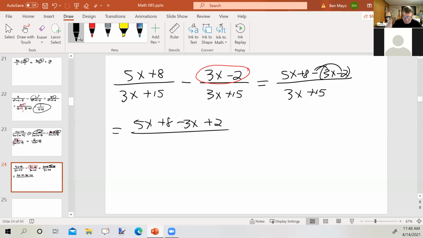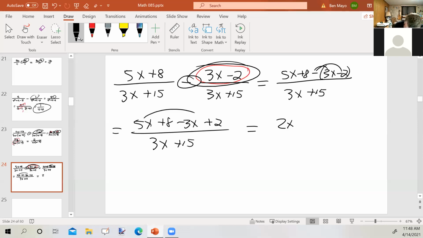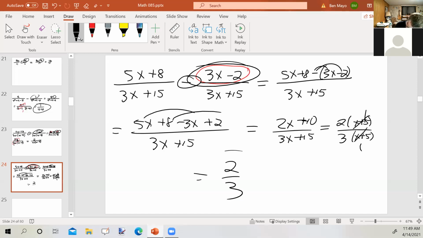You're welcome. No. Okay, now, do you understand why I had to distribute the subtraction to both terms? Yeah, it makes sense now. So you'll never make that mistake again. No. Okay. So 2x plus 10 over 3x plus 15. We're going to factor a 2 out of the numerator and a 3 out of the denominator, and the whole thing nicely reduces down to 2/3.